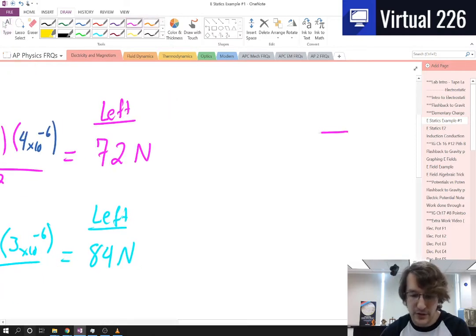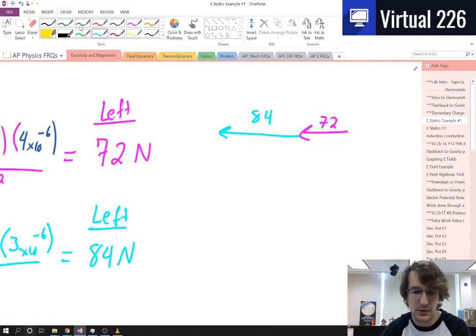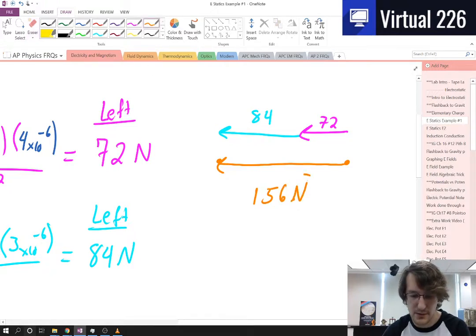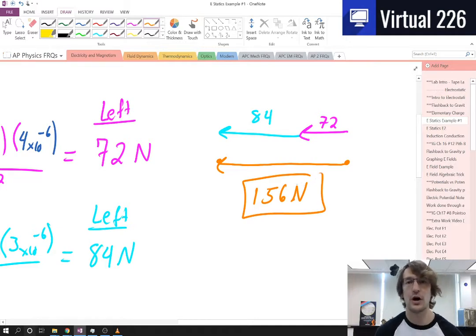If I have a force of 72 to the left, and I add to it, to the left, a force of 84, my total net force from the start to the finish is going to be 72 plus 84. I'm going to get 156, oops, that's a 4, 156 newtons out of this. That is the net force on charge A. It's being pulled to the left by charge B, and it's being pushed to the left by charge C. Because they're both going to the left, I add them together.